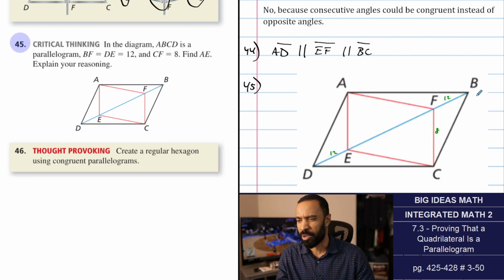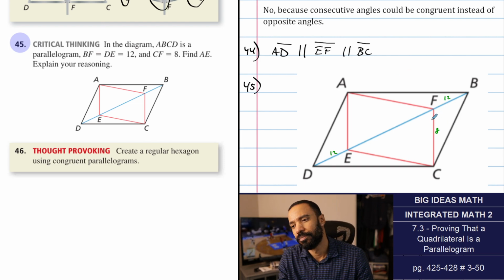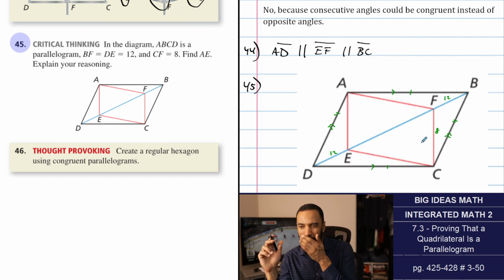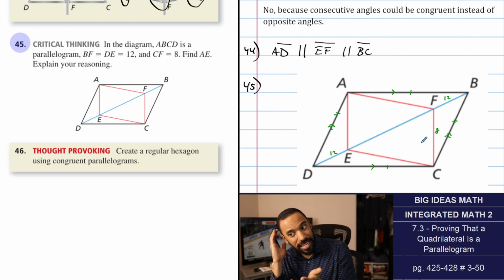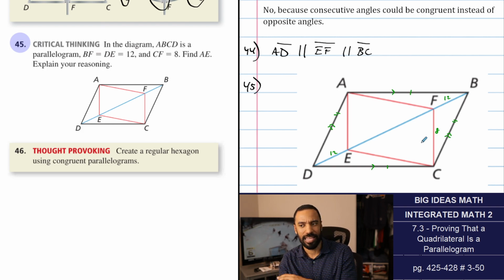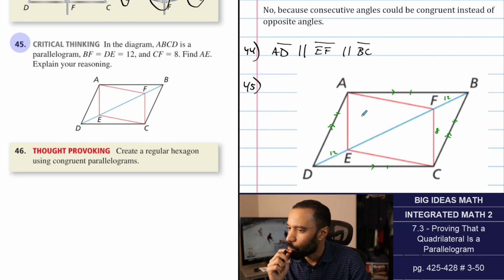Find AE. Explain your reasoning. So I have a parallelogram, which means opposite sides are parallel and congruent, opposite angles are congruent, and diagonals bisect each other. This thing inside must be a way of saying it is also a parallelogram. It says find AE, explain the reasoning. I'm guessing it's going to be 8, but I want to see what I can do to work off that.